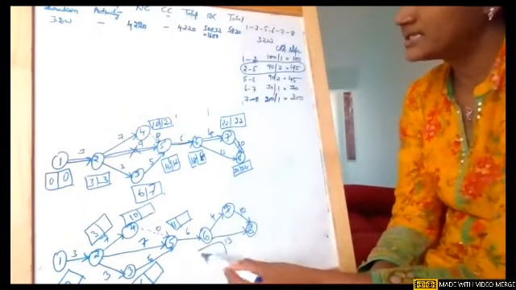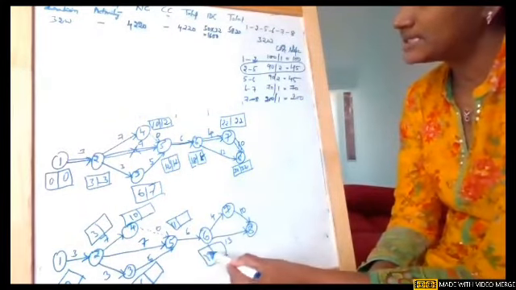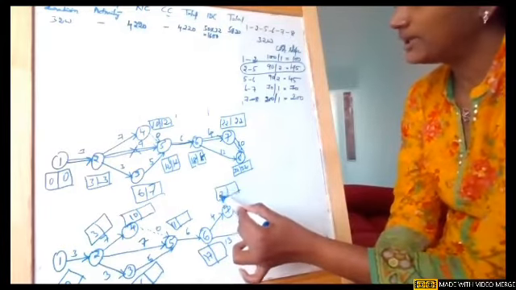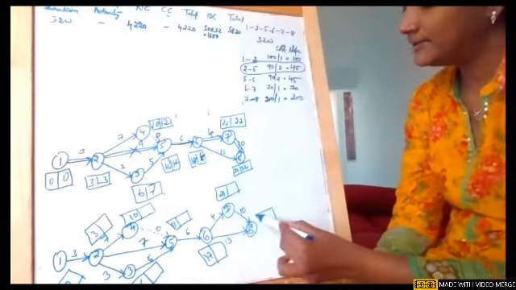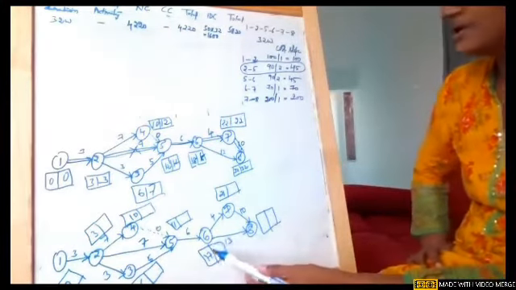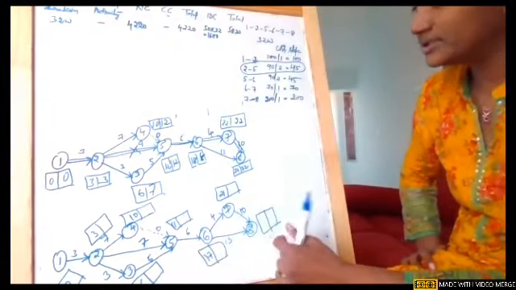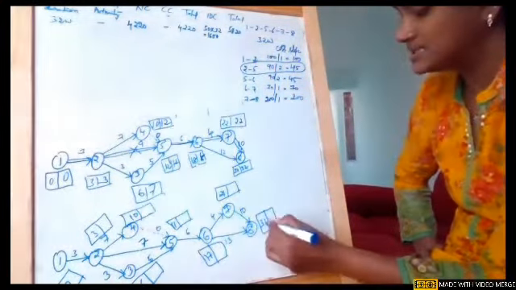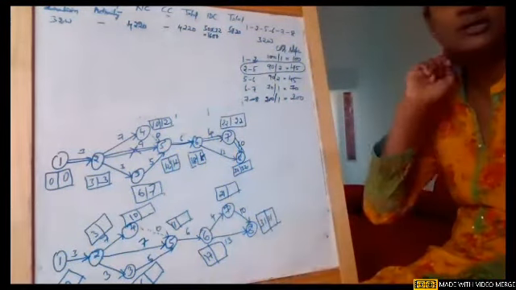And near node 6, single arrowhead, 11 plus 6, 17. Near node 7, single arrowhead, 17 plus 4, 21. Near node 8, 2 arrowheads are there. We will see which is the maximum one. 17 plus 13 gives you 30, and 21 plus 10 gives you 31. So the maximum is 31.